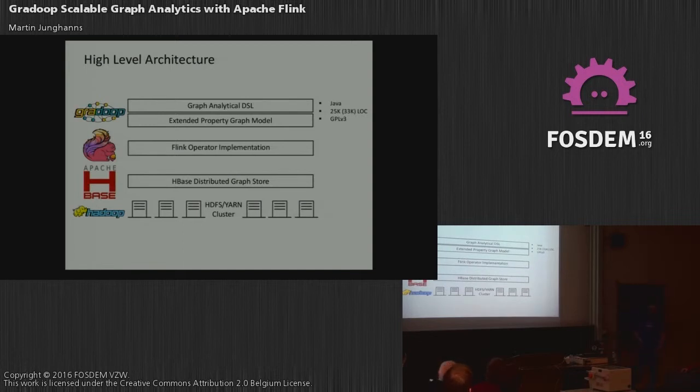This is the high-level architecture at the moment. We build on top of an HDFS YARN cluster. We use HBase for storing our distributed graph, and we use Apache Flink for the implementation of our operators. So Radoop itself sits on top of Flink and a bit on top of HBase. It's written in Java 7 to be exact, and it's about 25 lines of code and 33 including tests. It's GPL licensed, and you can look at it on GitHub.